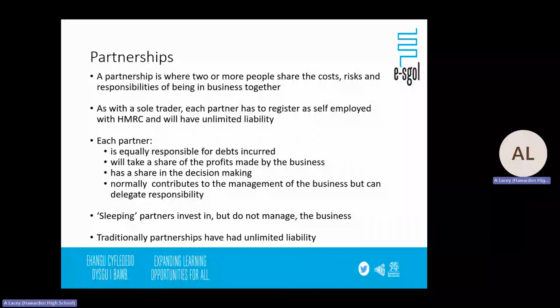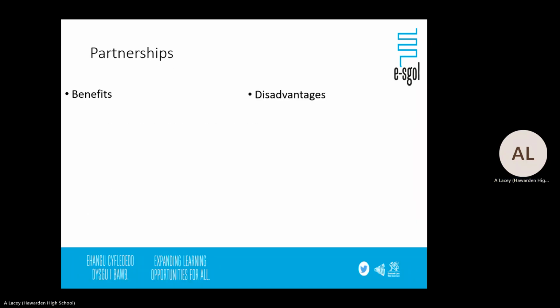Now, a deed of partnership is something that is legally set up to show what would happen if people wanted to move on from the business, or wanted to go elsewhere, or what profits are going to be shared. It's things like that.